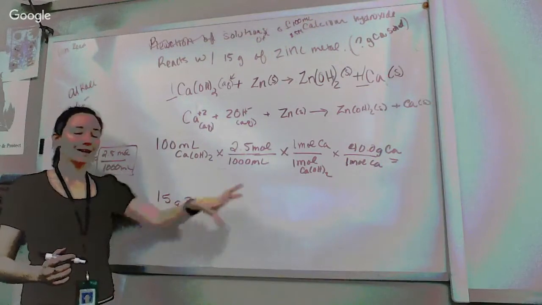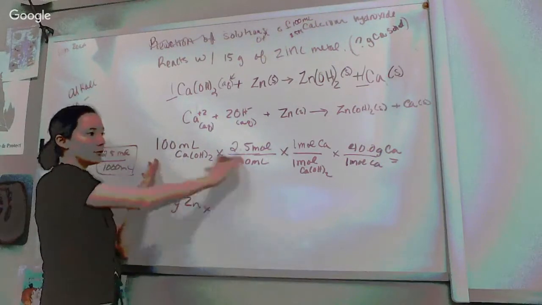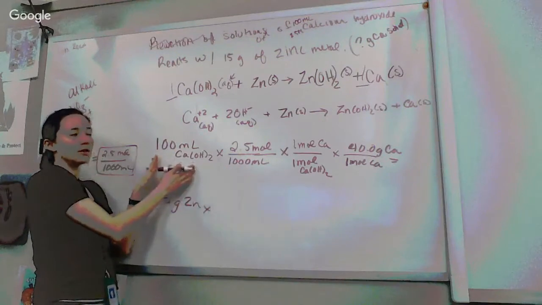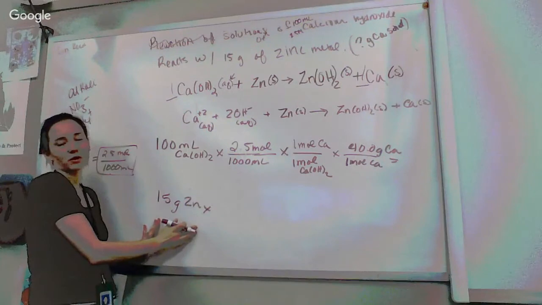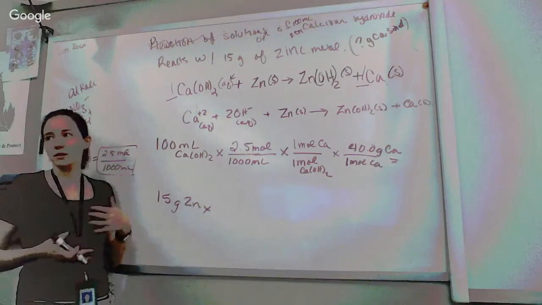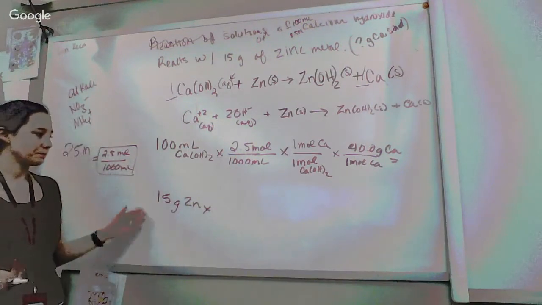I'm going to do the exact same thing down here and say, well, this information told me how much calcium I can make with this much calcium hydroxide. I have to figure out how much calcium I can make with this much zinc. And then whichever one makes the smaller amount is my limiting reactant.